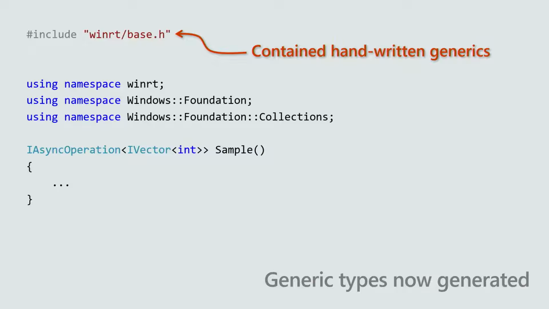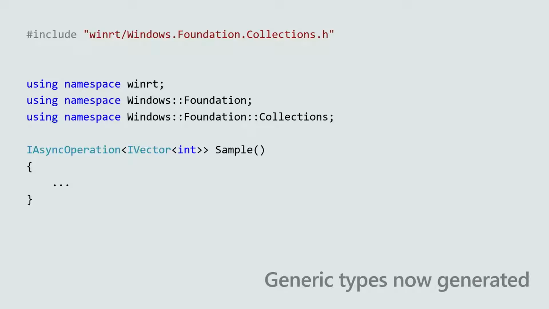But thanks to our new metadata reader, all you now have to do is include the appropriate namespace header wherever they happen to be generated, and it'll just work for you. So IAsyncOperation is defined in the Windows Foundation namespace, and IVector is in the Collections namespace. The only difference for you is that you need to actually make sure you've included that namespace header. Previously, you could have gotten away without including it, but really you should always include the namespace header for the namespaces that you actually depend on.